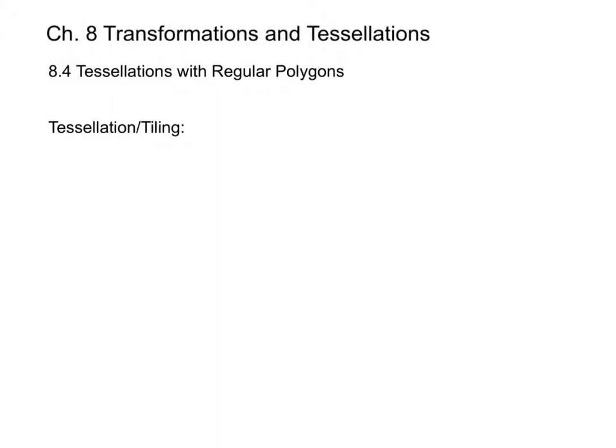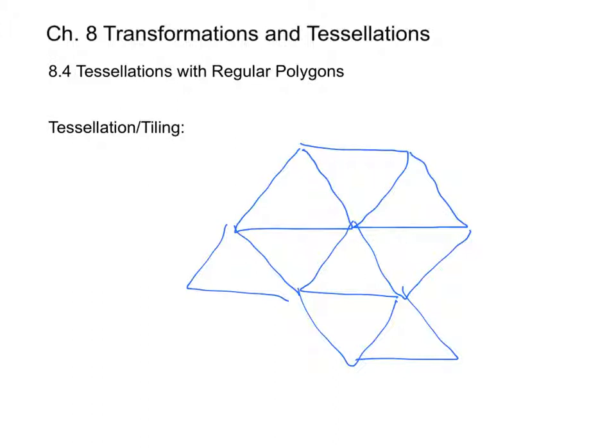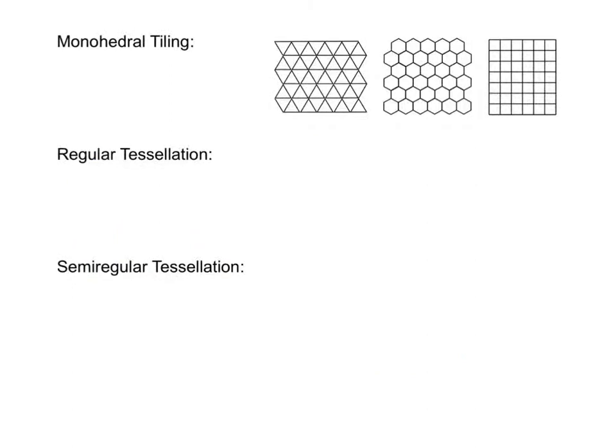So some examples are triangles. You can have triangles that go on and on forever and cover a plane completely. Or one of the simpler ones is just having squares that go on and on. That's a bad picture, but you get it. So a monohedral tiling, like the two examples I just gave, is a tessellation that only uses one shape. Some examples are the triangle one that I showed you, a honeycomb kind of pattern using hexagons, and then the tiles with the squares.